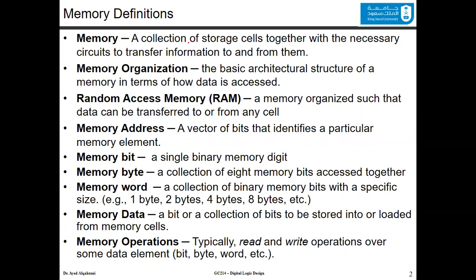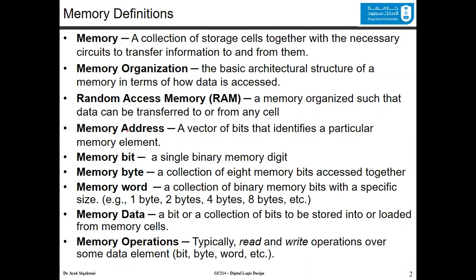The memory is a collection of storage cells together with the necessary circuits to transfer information to and from them. The memory organization is the basic architectural structure of a memory in terms of how data is accessed, and we will see more details about this in the next slide. The random access memory, simply RAM, is a memory organized such that the data can be transferred to or from any cell.